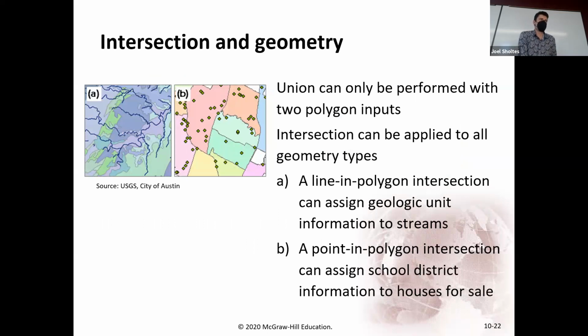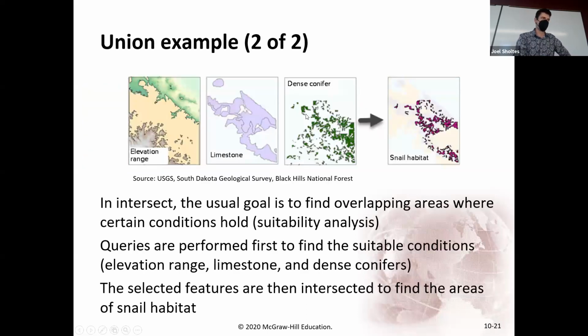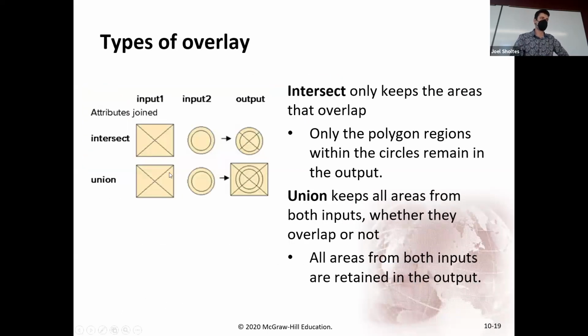So there are some limitations to what we can do when we do intersections. And we need polygon units, right? A line and polygon intersection. Oh, sorry. Intersections can be applied to all geometry types, but unions can only be performed between two polygon units. So let's go back and look at union and intersection. Union is bringing everything together, and intersection is just showing you what overlaps.